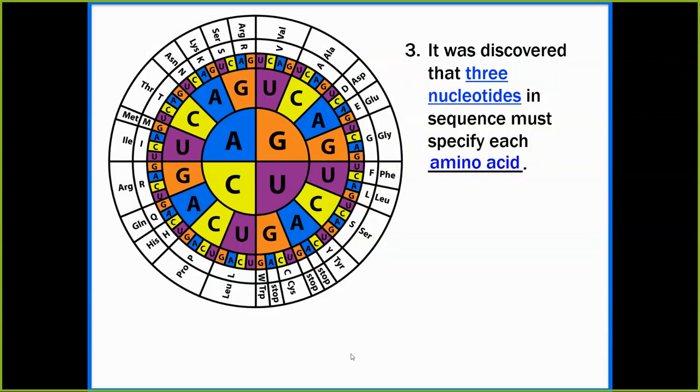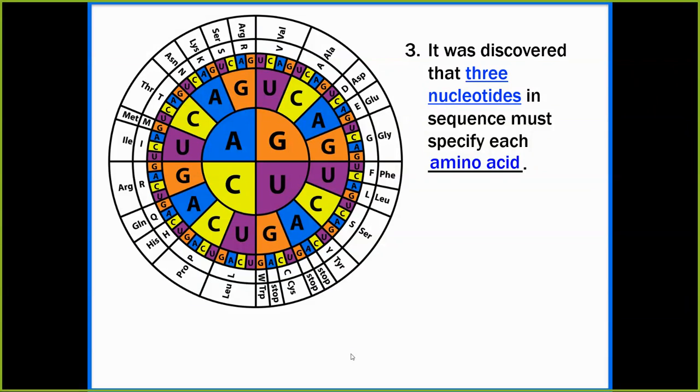It was discovered that 3 nucleotides in sequence specify a specific amino acid. Let me explain this. It's like when you go on a website and type in, I'm just making this up, www.google.com, it doesn't bring back the CBS website, right? That code, www.google.com, brings back the Google website.